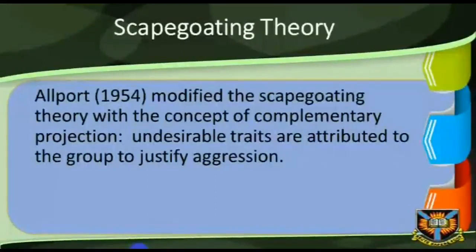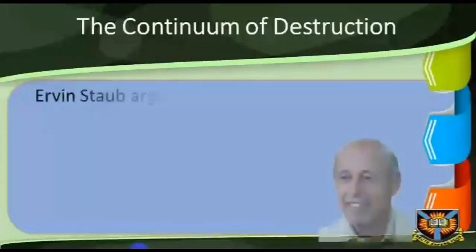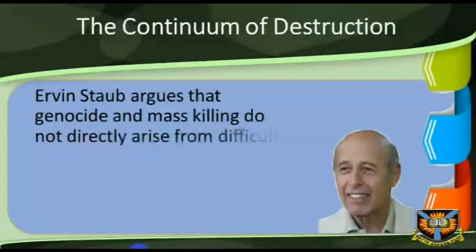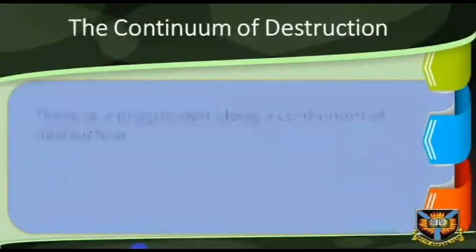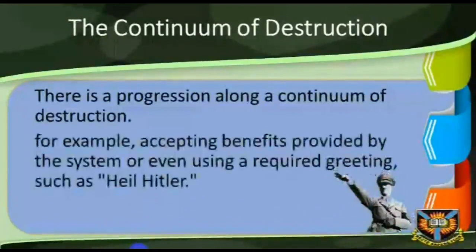Why is it that so many separate individuals' psychic conflicts were resolved by choosing the same target? It appears that a more conscious process is necessary, that is, an ideology as a mediating force in order to result in genocide. The continuum of destruction. Erwin Staub argues that genocide and mass killing do not directly arise from difficult life conditions and their psychological effects. There is a progression along a continuum of destruction.